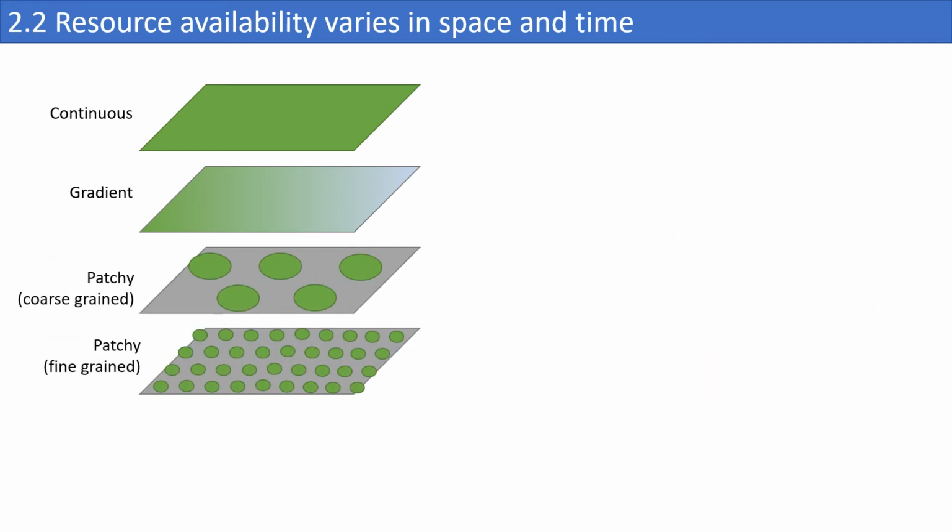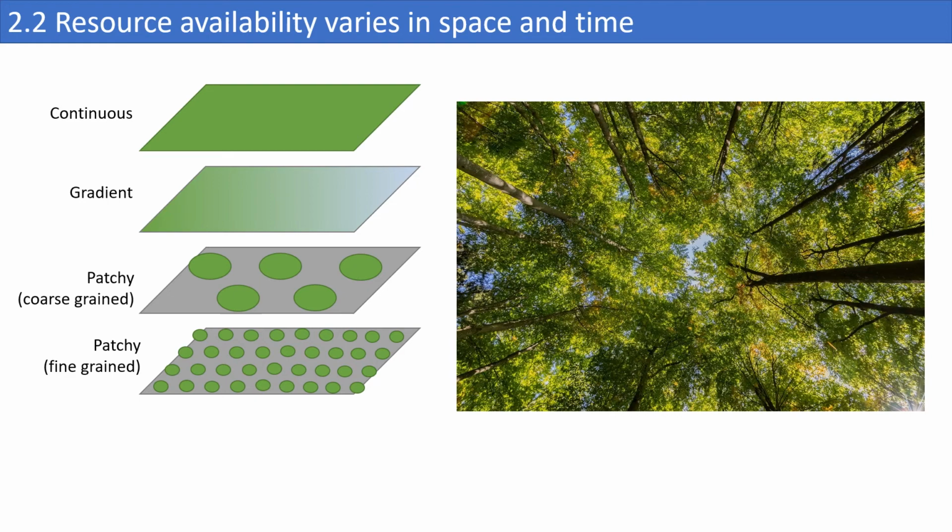Patchy resources are unevenly distributed in space. Depending on the size of the patches, we can talk about finely grained or coarsely grained patches of resources. An example of this is the light patches available for the plants growing under tree canopies.